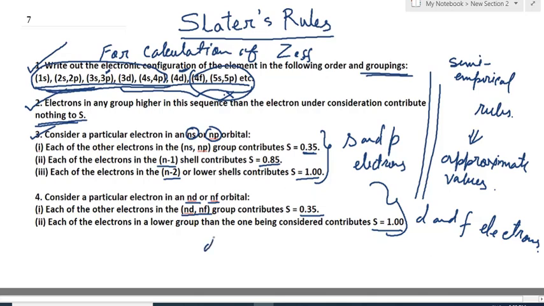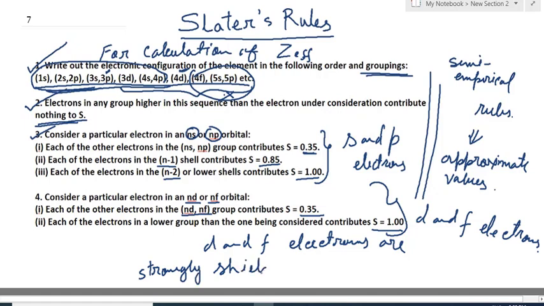Okay. Now the only thing that changes from rule 3 to rule 4, that is for d and f electrons, is that now anything which is not in the group left to it will contribute 1, right? This is because d and f electrons are shielded more strongly, right? And because d and f electrons are poorly penetrating. That's why.